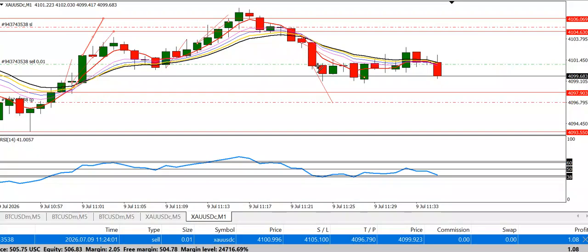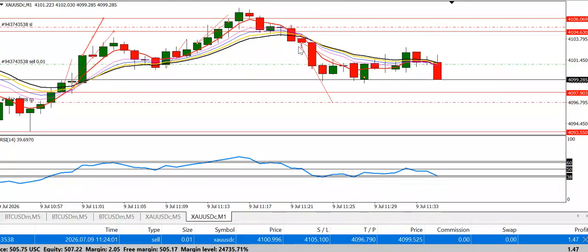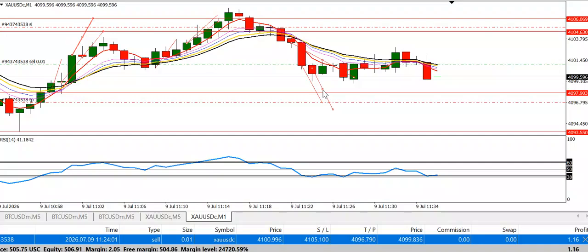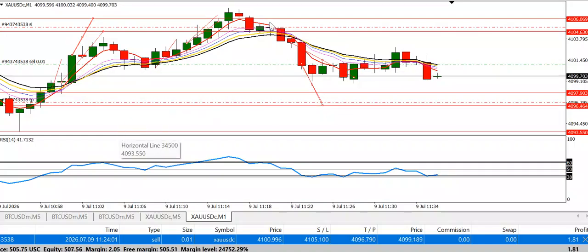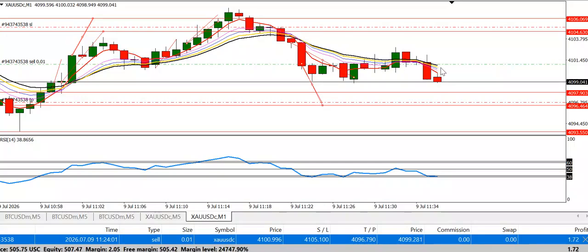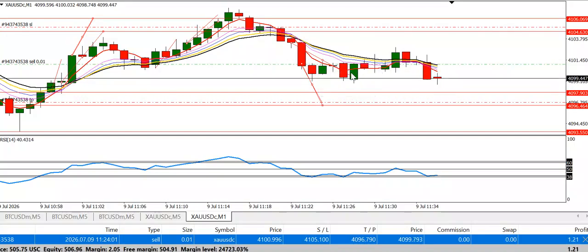From stop loss to entry, the distance from stop loss to entry, that will be your take profit, which is somewhere around here. So in as much as the red linear weight moving average is still bouncing below all moving averages, then the trend is still bearish on the 1 minute time frame. We are on the 1 minute time frame.